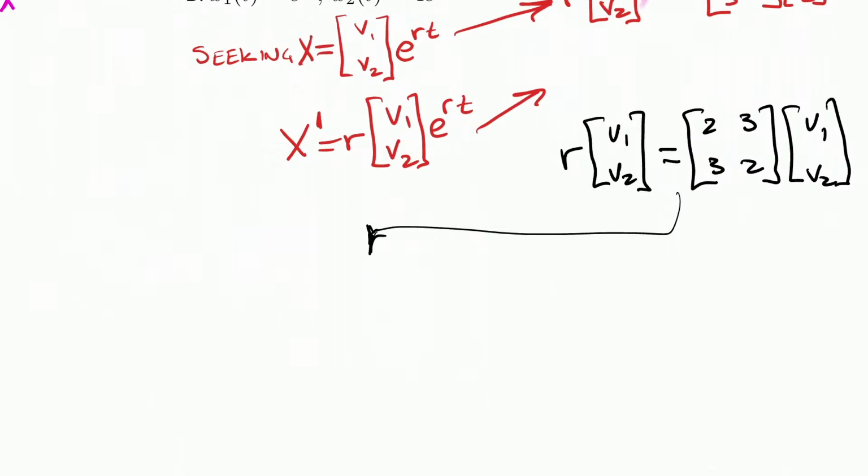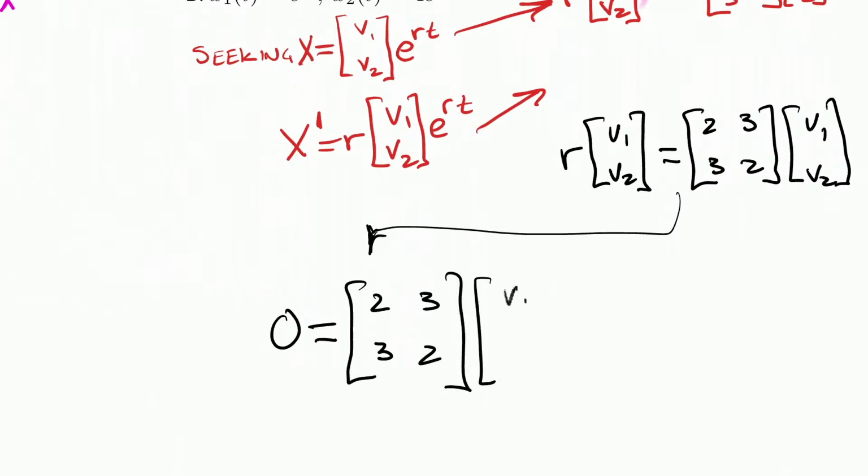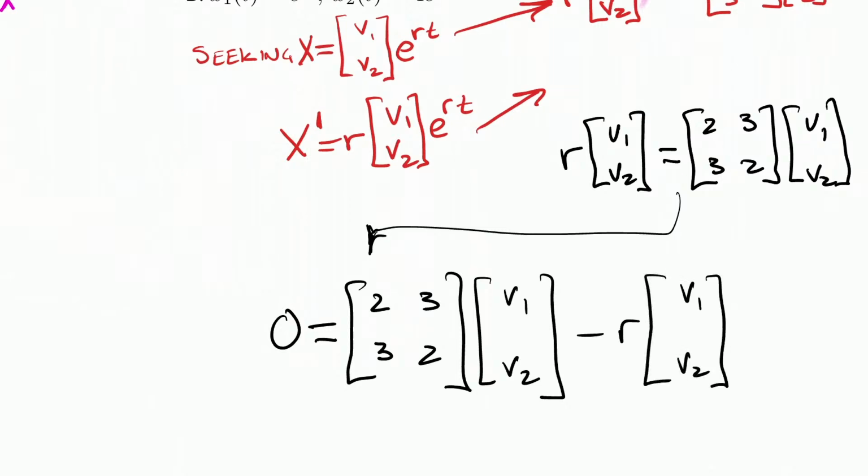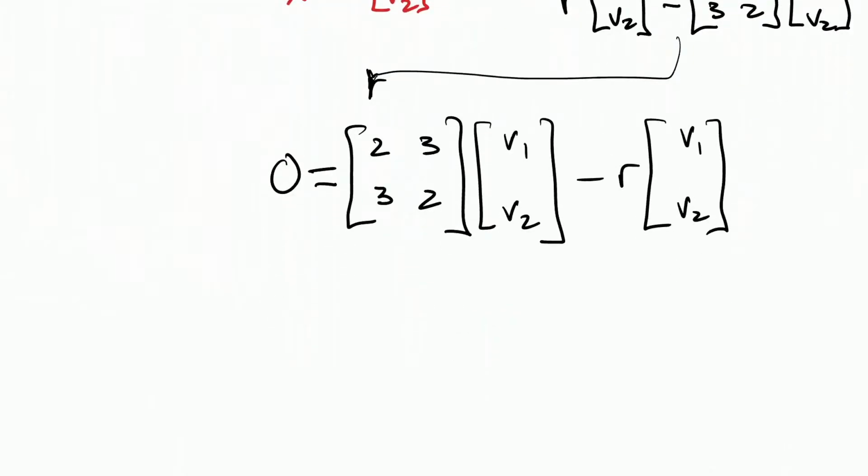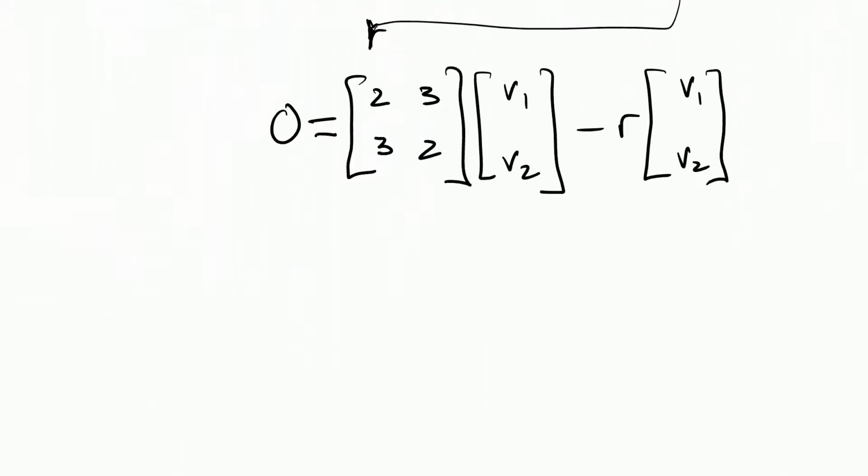So let's just move everything to the right, so that you have 0 is equal to the matrix 3, 2 times the vector v1, v2 minus r times the vector. Okay. I'd like to combine these two and factor out the v1, v2. You might wonder, why didn't I just cancel those to begin with? Well, there's a reason why. It's because linear algebra doesn't let me, but I can combine those two if I'm very careful.